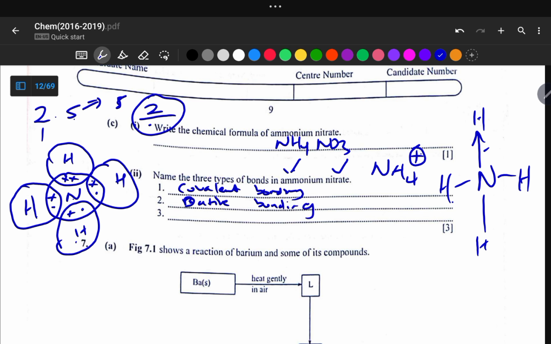And then the other type of bond is the ionic bonding, found between this ammonium ion and this nitrate ion. Ionic bonding is defined as the electrostatic force of attraction between oppositely charged ions, the cation and the anion. So that's the definition of the ionic bond. So for this question we are done.